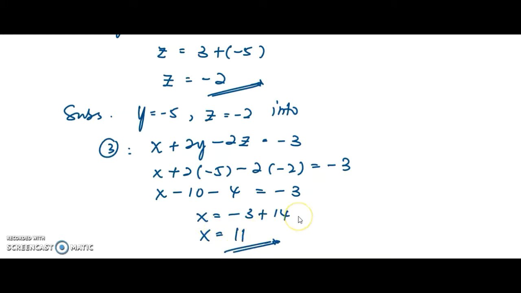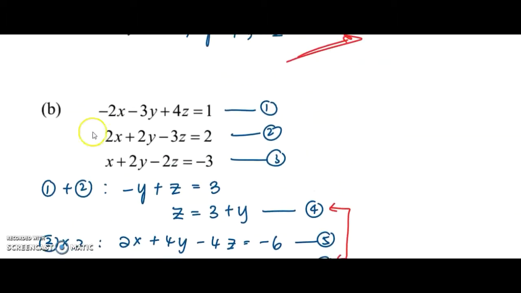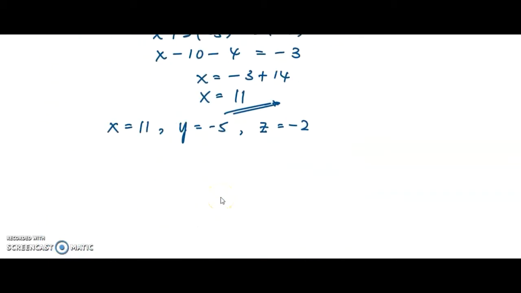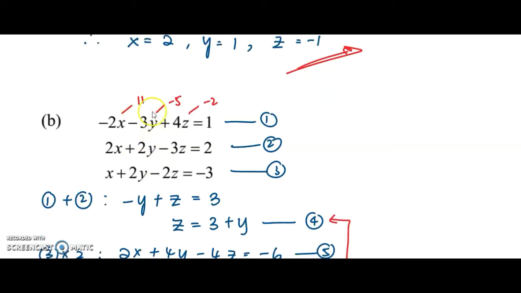Now we substitute the three values that we got just now into the equations so that we can know whether our answer is correct and satisfies the equation. So substitute x equals 11, y equals negative 5, z equals negative 2. Let me check. This is 11 multiplied by negative 2, negative 22, plus 15, and minus 8. After I calculate, I got the left hand side not equal to the right hand side, meaning that something is wrong with our answer.